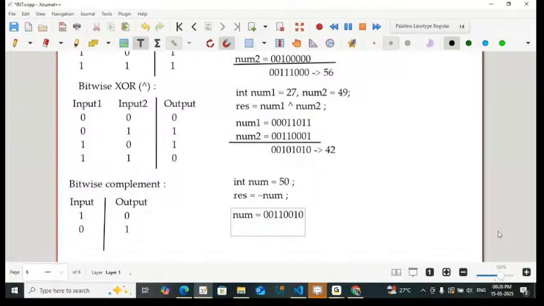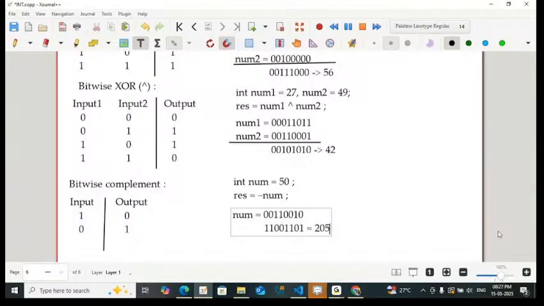Complement of that is you invert all the bits. Okay, it is not minus, it is complement. Okay, so here you will have 1, 1, 0, 0, 1, 1, 0, 1. So you get how much? 205. Okay, so complement of number is 205. So that is complement.